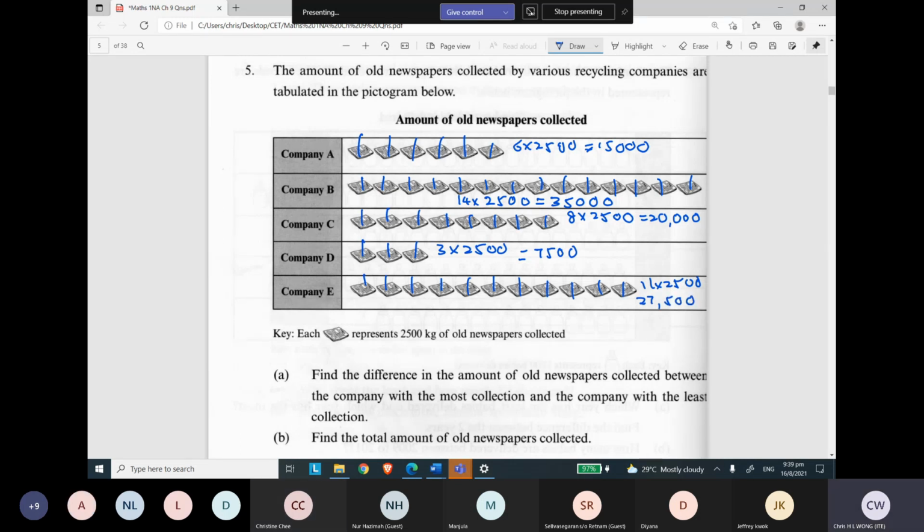Find the difference in the amount of newspaper collected between the company with the most collection and the company with the least. Now this question asks you to find the most and the least, and the difference between them. So all you need to do is just minus. The most is actually this one, D, right? Which is the least? Complete D. Okay, all you need to do is just take 35,000 minus 7,500.